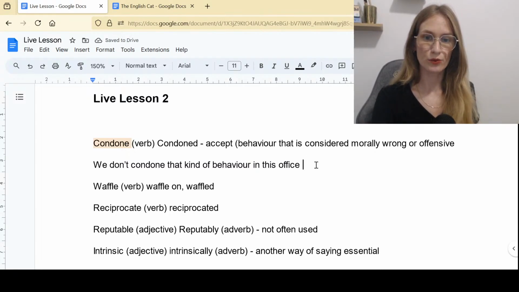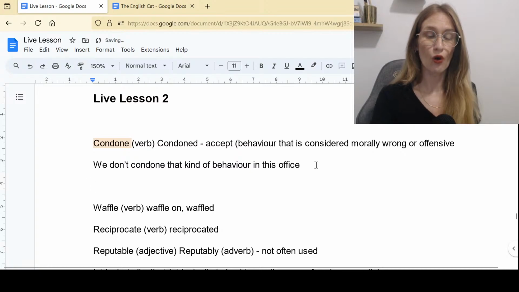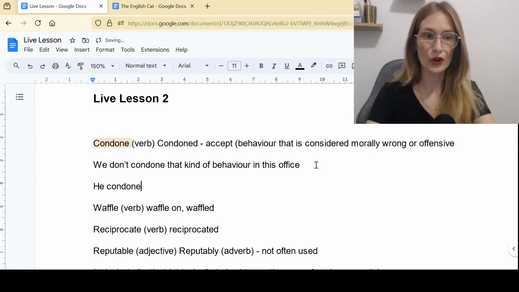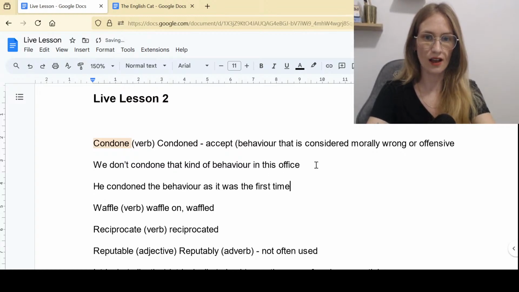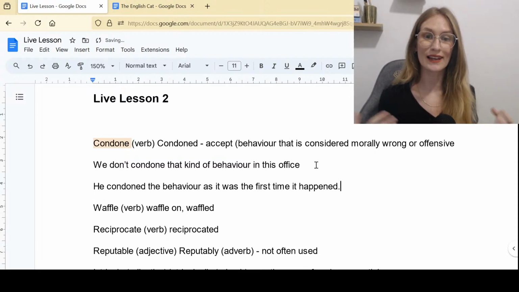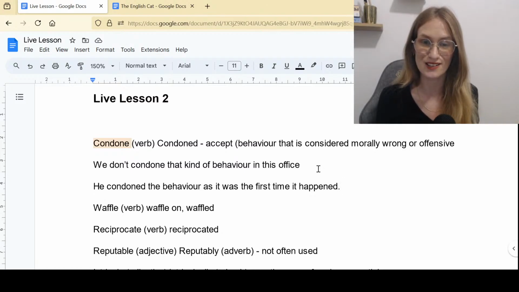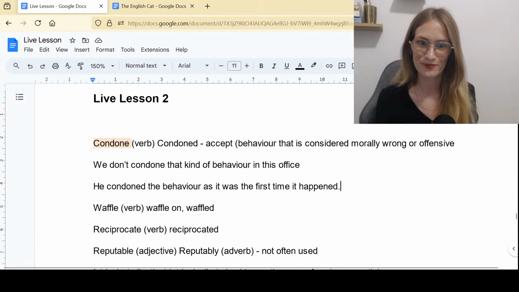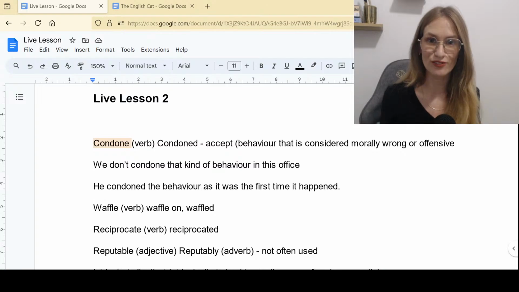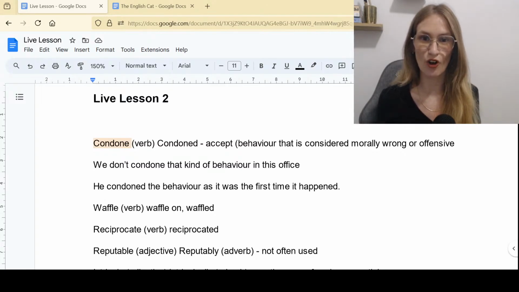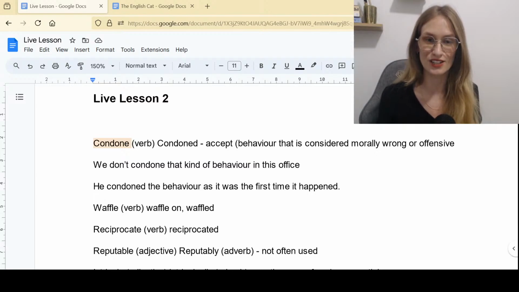So we don't accept, we don't allow that kind of behavior in this office. Or alternatively, he condoned the behavior as it was the first time it happened. So he accepted the behavior, even though it was bad behavior, because it was only the first time it happened. Maybe some of you have children and your children do something wrong, but they don't know that they've done something wrong. It's the very first time. So you don't punish them. You just explain to them, this is something wrong.